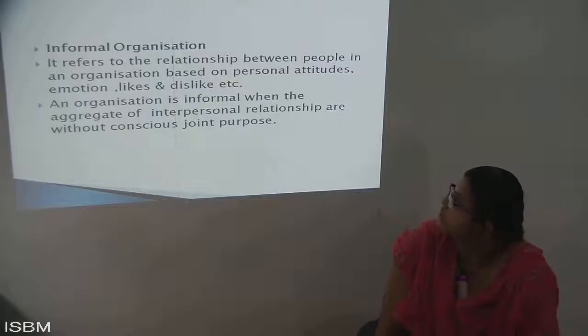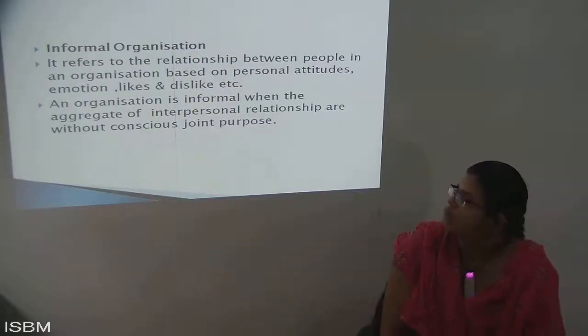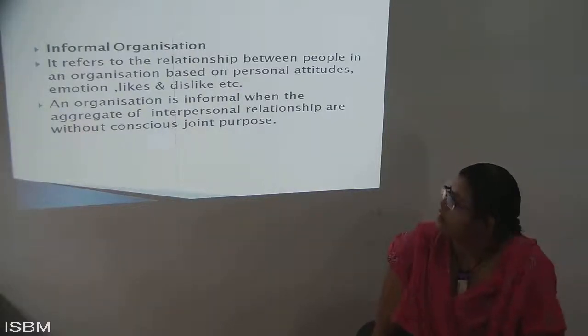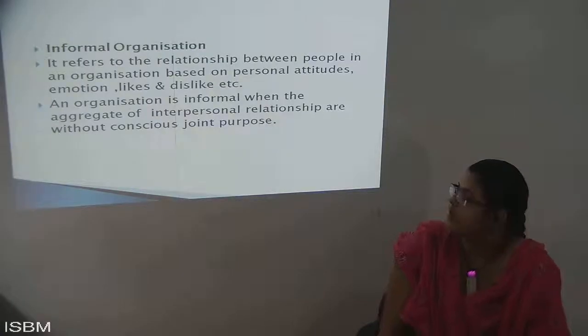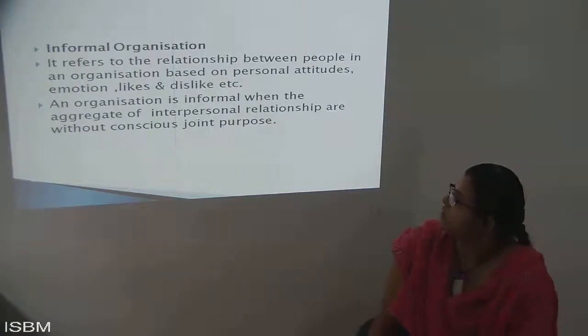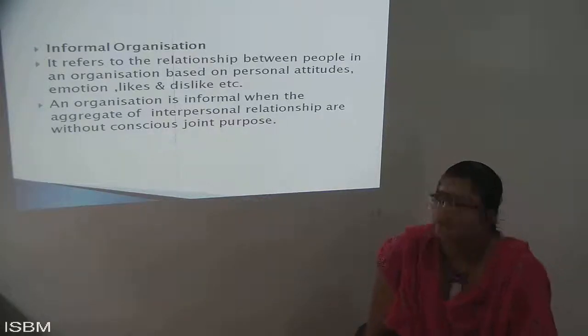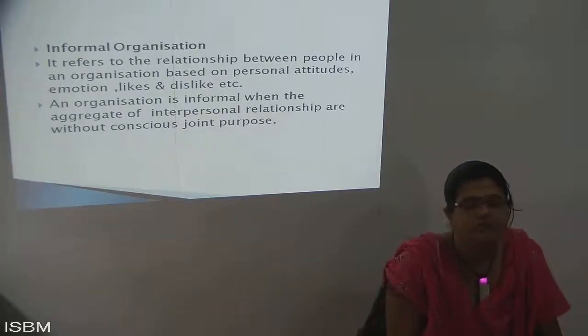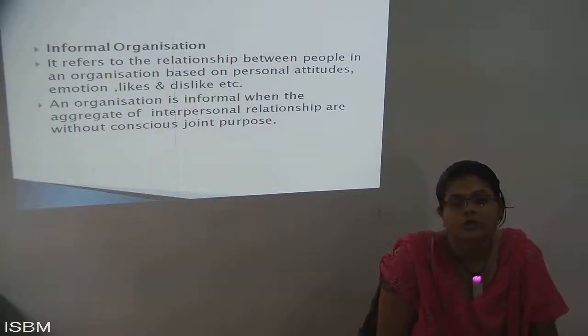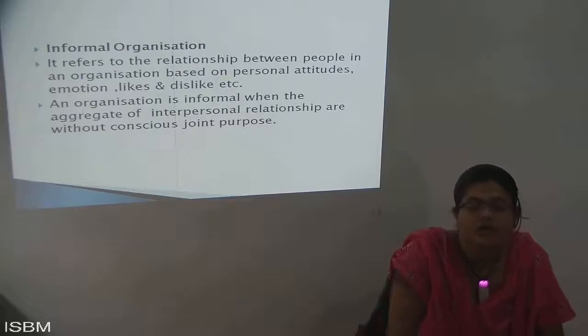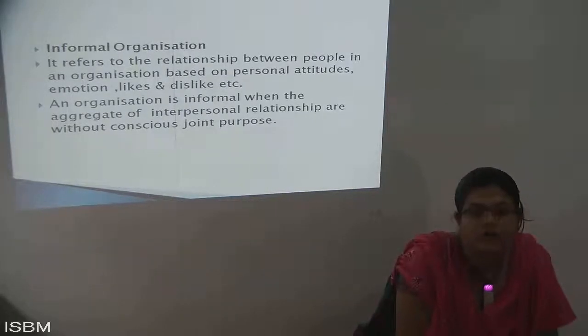Now there is one more way, the informal way of organization, which refers to the relationship between the people in an organization based on personal attitudes, emotions, likes and dislikes, etc. One more definition is given here: an organization is informal when the aggregate of the interpersonal relationships is without conscious joint purpose. That is why it is informal. There are no rules and regulations, no authority and responsibility allotted. It's one type of interpersonal relationship.